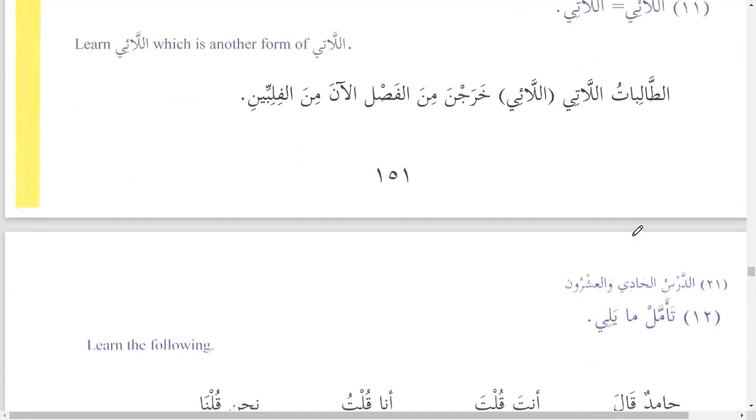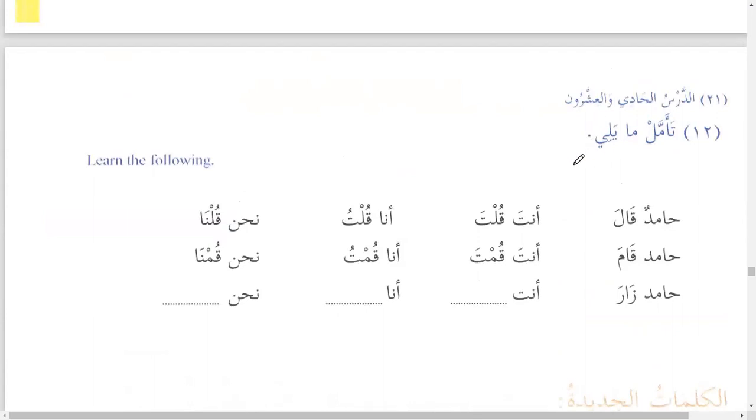So alhamdulillah, we are almost finished. At-talibat allati or allai kharajna min al-fasl al-an min al-Filibin. So the female students who left the classroom now are from the Philippines. So that's the use of allai or allati. Ta'ammal ma yali. Okay, now the real thing, inshallah, is going to start: the use of weak letters.